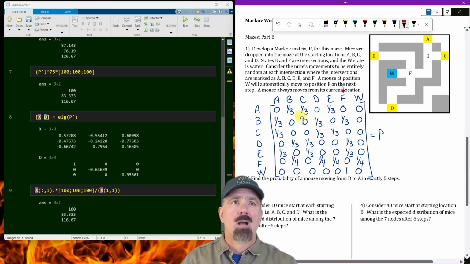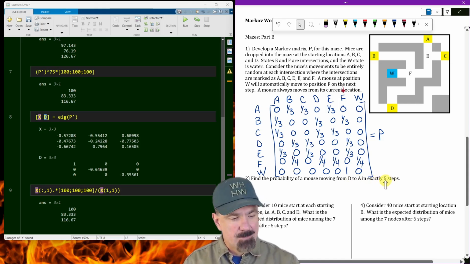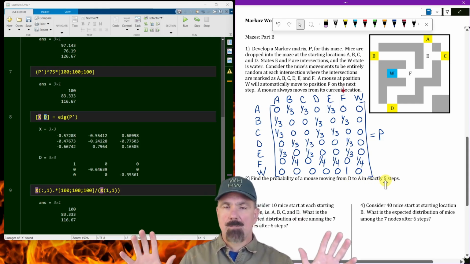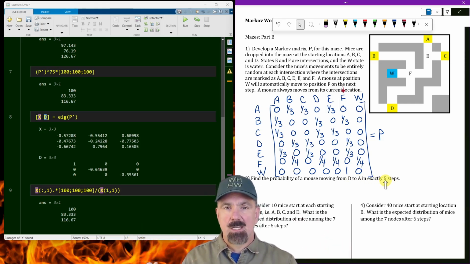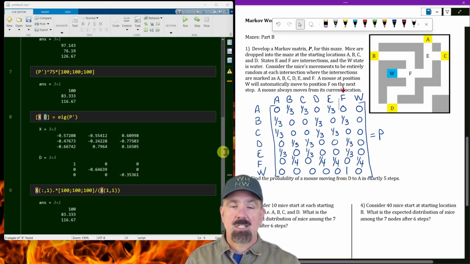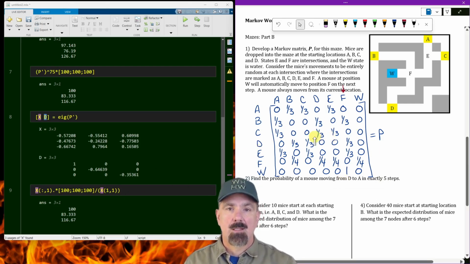So I think that this is solid for us, and now it says find the probability of a mouse moving from D to A in exactly 5 steps. We're not going to write down all the options, obviously. That's the whole point of using linear algebra. We're just going to put this matrix into the computer. So let me take a second and do that.